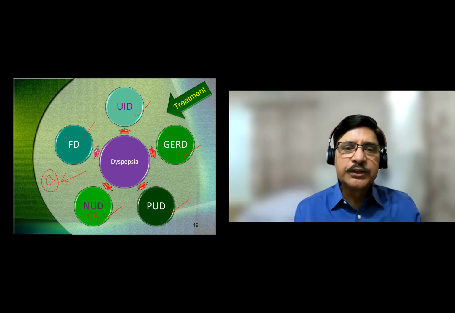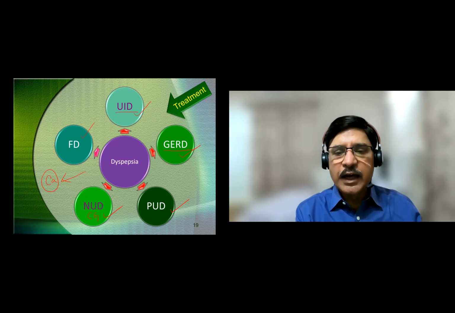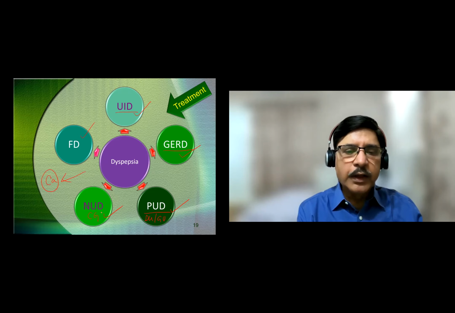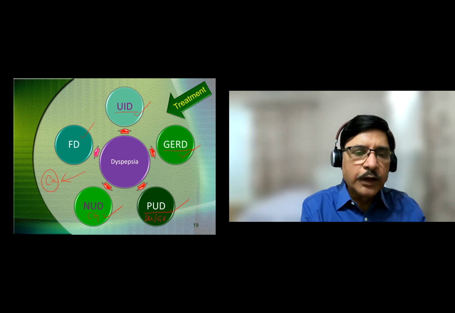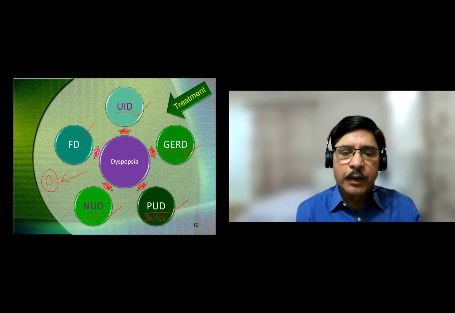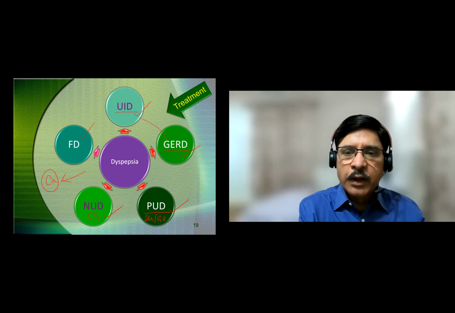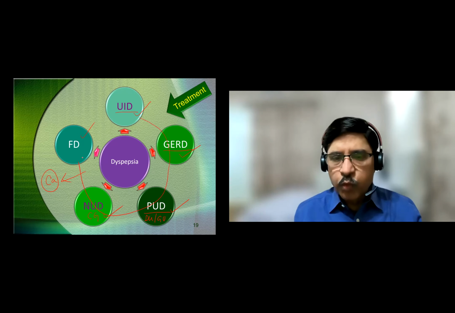And functional dyspepsia, uninvestigated dyspepsia, GERD, peptic ulcer disease, both DU and GU, and then NUD and chronic gastritis, functional dyspepsia. The left out entity is carcinoma of the stomach, carcinoma of the upper GI tract, which we have separated because the moment we are suspecting malignancy, the route we take for treatment is biopsy and other management. So I'm not going to touch upon that. Now I'm going to manage all these things one by one for you.